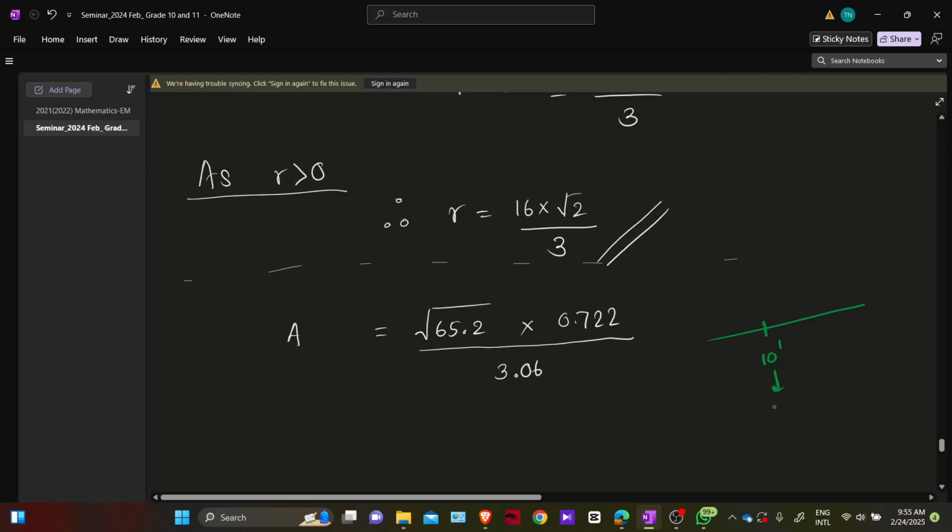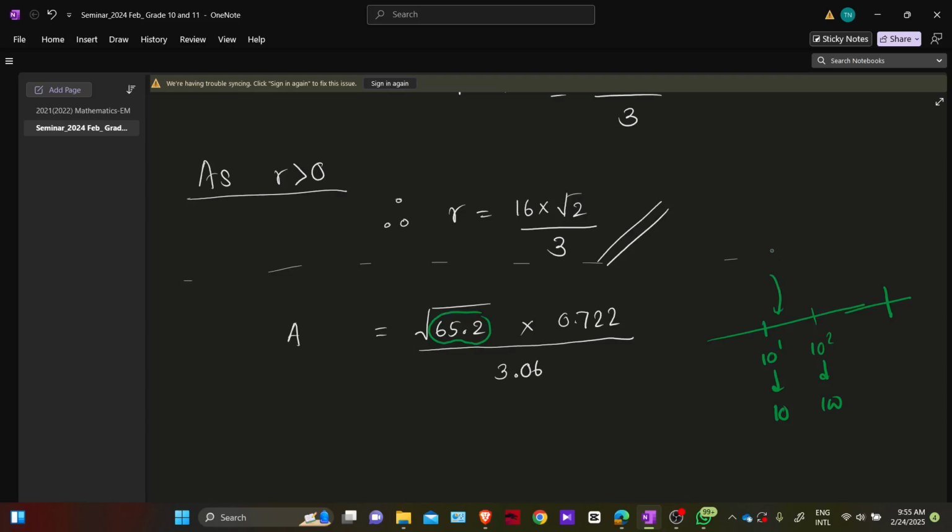10 to the index 1, 10. I'll write it again. 10 to the index 2, which means 100. Right. Now, look at the interior value. 65.2 is somewhere here, right? What can you say about 0.722? Let me write 10 to the index 0. That will be 1, right? 0.722 means somewhere here, right? There's no proper way to write it.